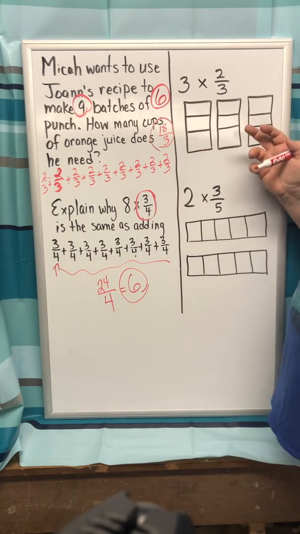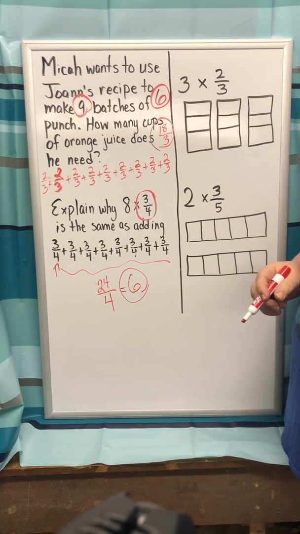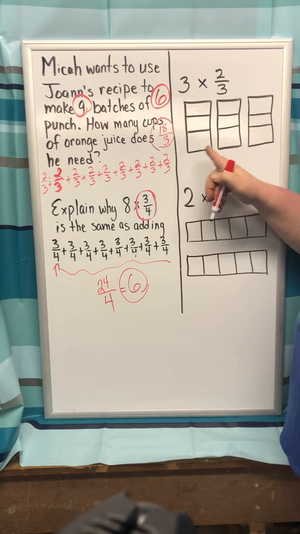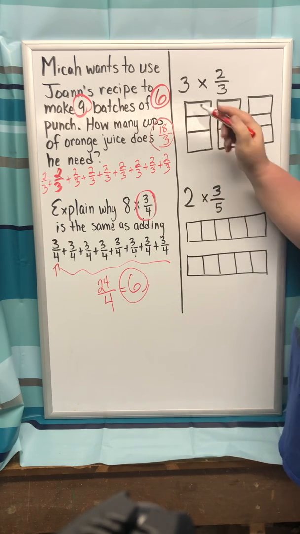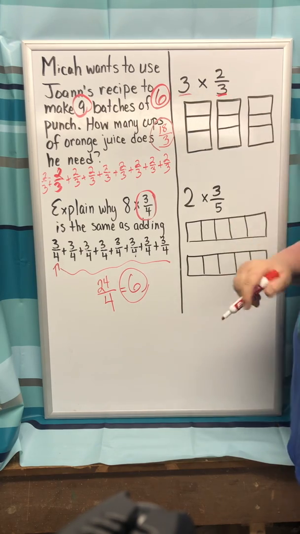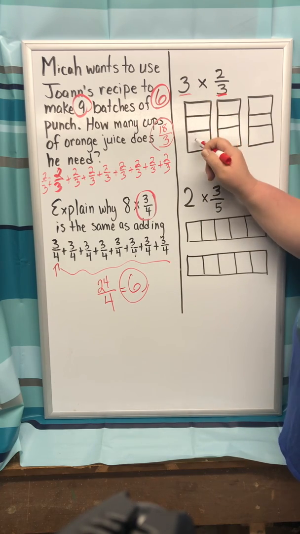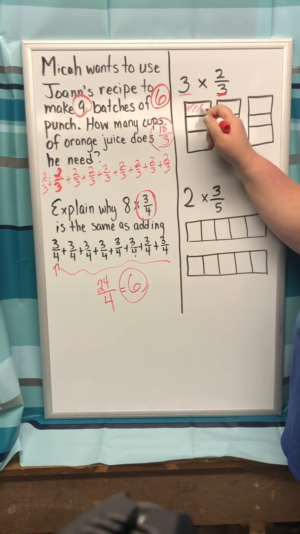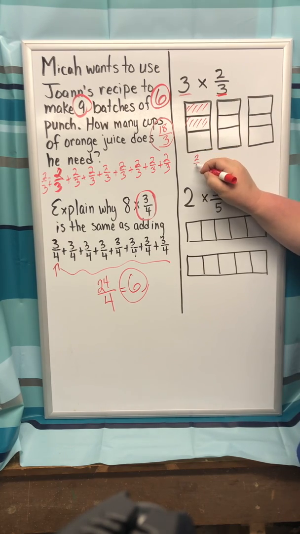Okay, for numbers 3 and 4 on the guided practice, they are asking us to use the models that they have given us, and we're going to shade in the models to solve the problems. So we have 3 times 2/3. So we're going to do 2/3 3 times. So the first one is cut into 3 boxes. We're going to shade 2 of them. That's my first 2/3.